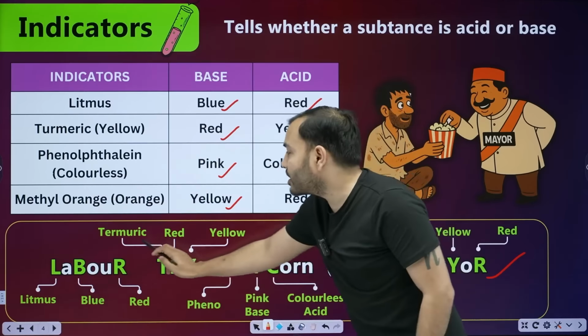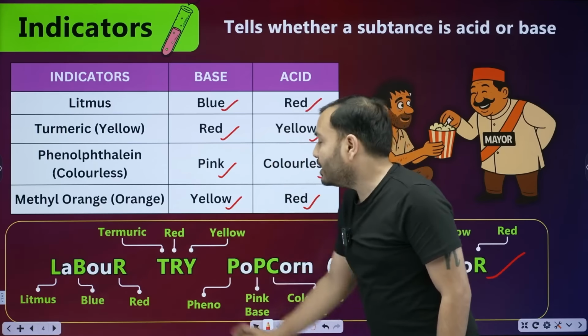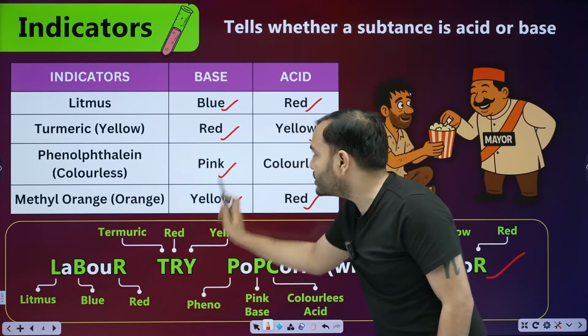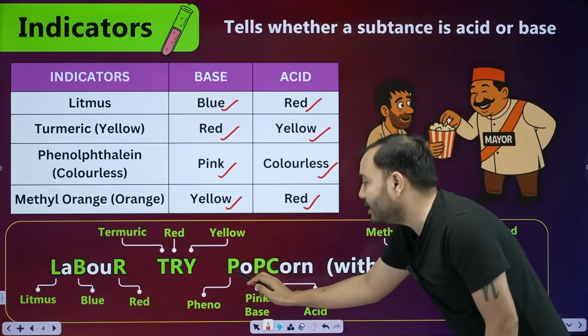Next, TRY. T means turmeric, R means red, Y means yellow. That means turmeric. First comes base, then comes acid. Clear? Now popcorn. We write this in the same way.